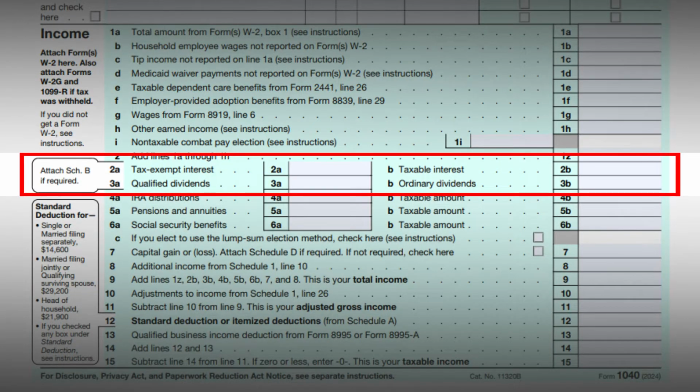Interest, dividends, and retirement income. Line 2A and 2B. Report tax-exempt and taxable interest means to report the interest income you earned in a given year on your tax return. There are 2 types of interest, tax-exempt and taxable. Line 3A and 3B, report qualified and ordinary dividends, refers to reporting the income you receive from dividends during the year. Dividends are payments made by corporations or mutual funds to their shareholders from profits.